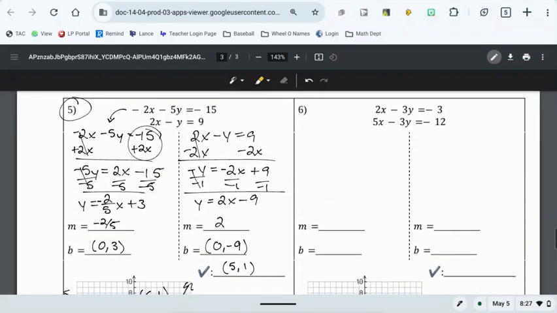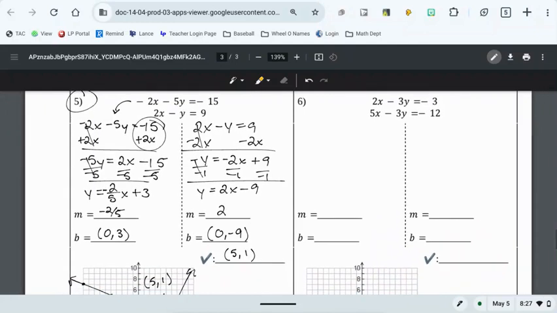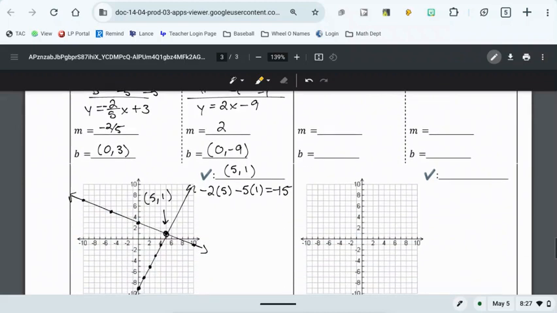So (5, 1), we have negative 2x minus 5y. So negative 2 times 5 minus 5 times y, which is 1, equals negative 15. So that's going to be negative 10 minus 5. Negative 10 minus 5 is negative 15. So that one checks out.